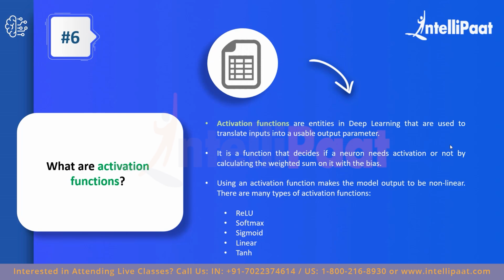This is actually done by calculating the weighted sum and then adding the bias as well. So at the end of the day, whenever you're making use of an activation function, the model output will be non-linear. And if you have to talk about the types of activation functions, there's rectified linear unit, or ReLU for short. You have softmax, sigmoid, linear, tanh, and many others as well. So it adds value that you answer it in a way where you tell what activation functions are, how they're calculated, what the output will look like, and what the types of activation functions are as well.